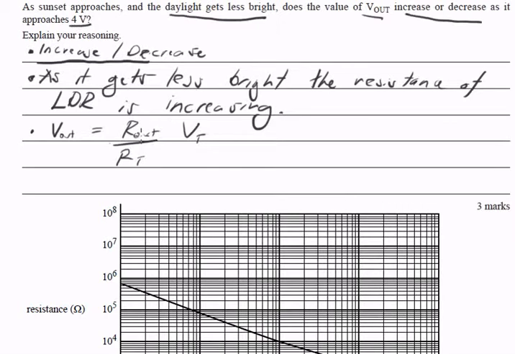So as R out gets bigger, obviously V out's going to get bigger as well according to this equation. So as R out increases, so does V out. So the answer is increase. We can cross out decrease there.